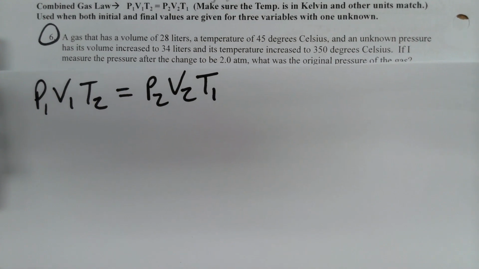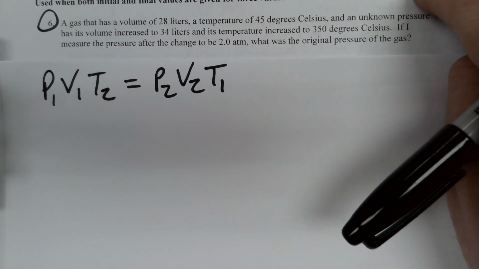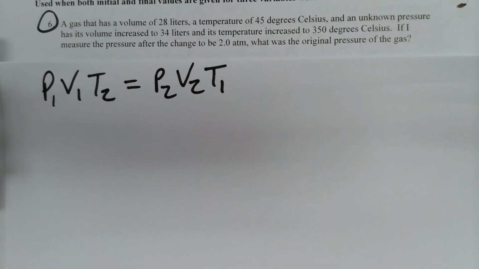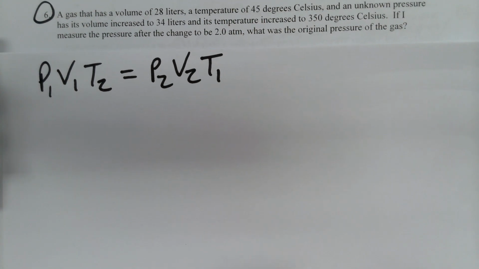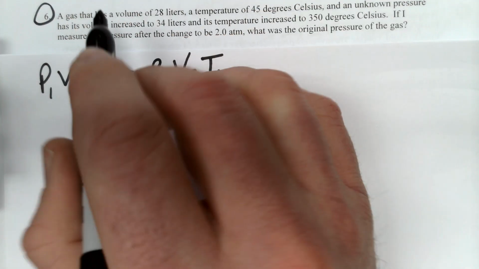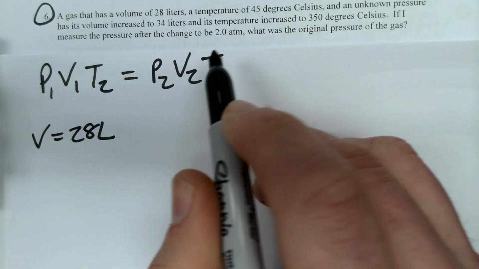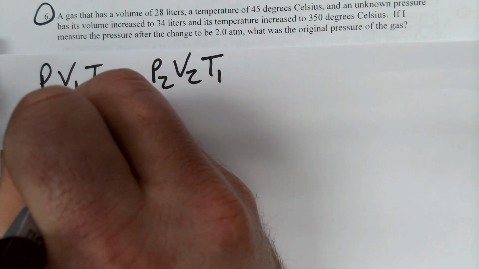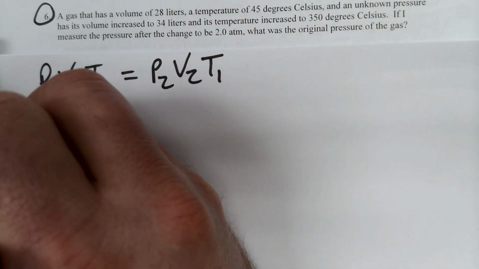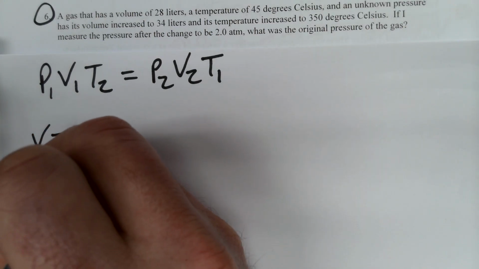We're using the exact same principles that we picked up last class and what you guys are doing for your warm-up. So, first thing we want to do is figure out what the variables are in our question. A gas has a volume of 28 liters, so I got a volume here of 28 liters. A temperature of 45 degrees Celsius. Darn, I'm going to have to convert that in a second. And an unknown pressure.